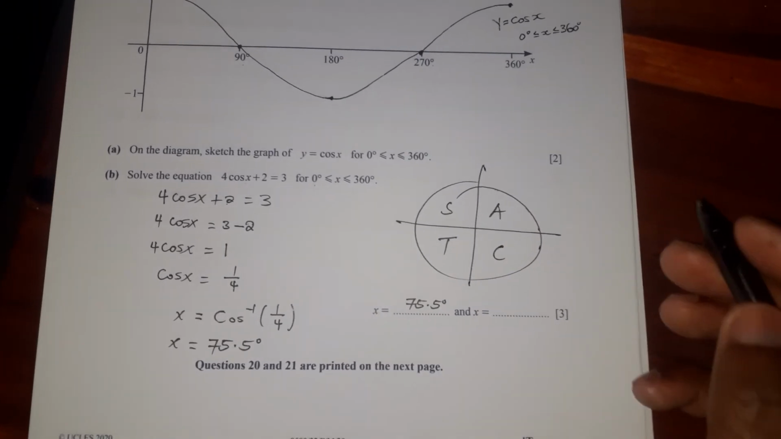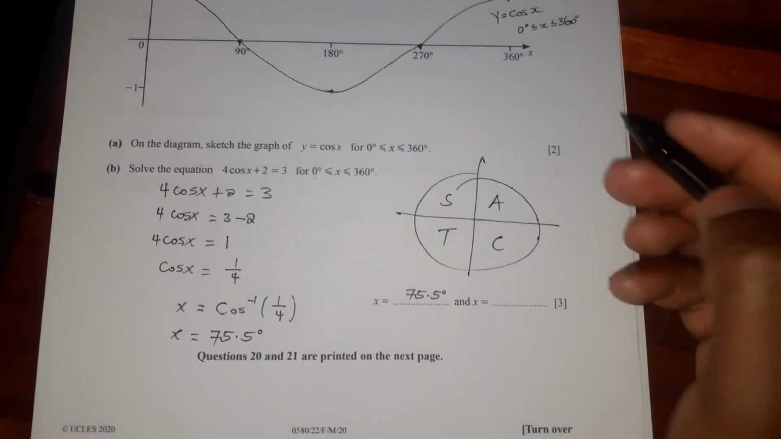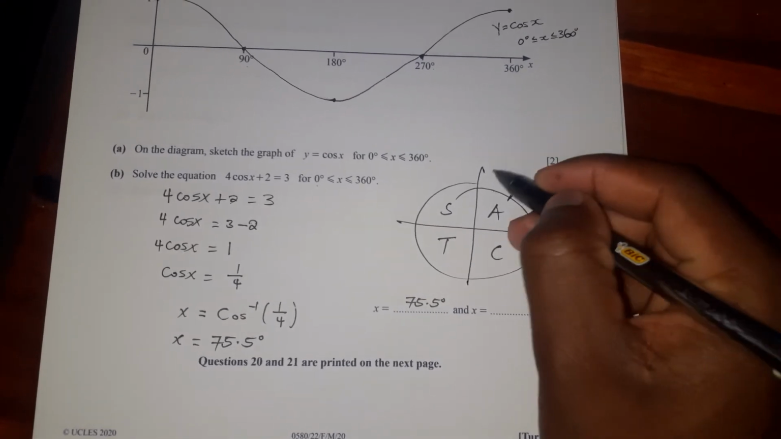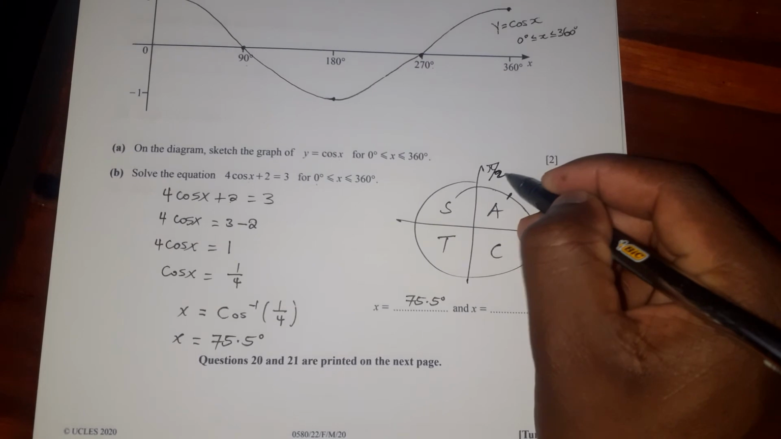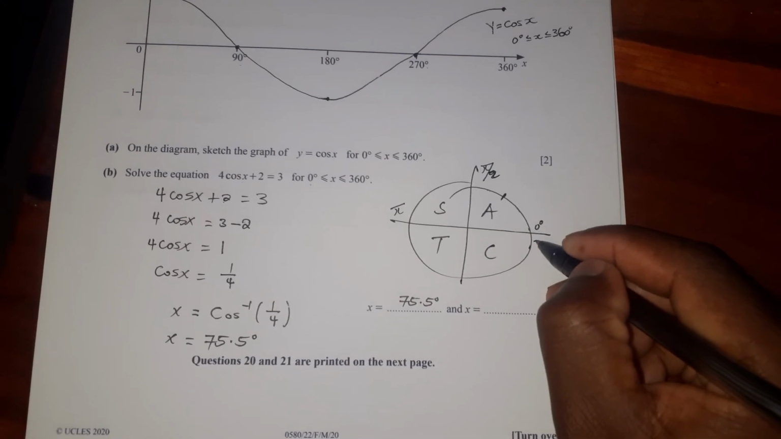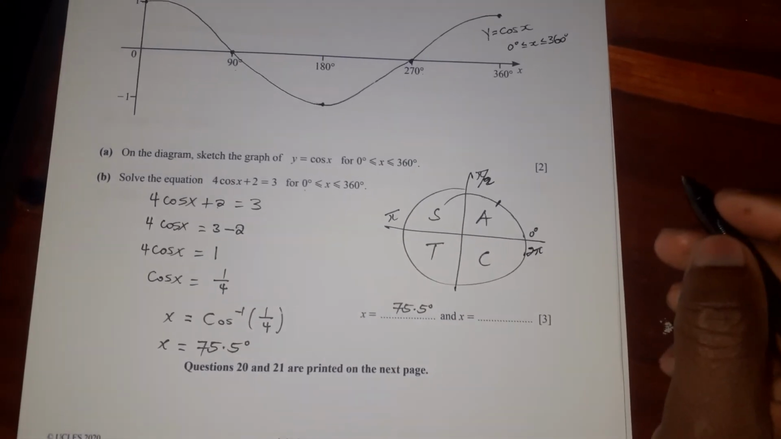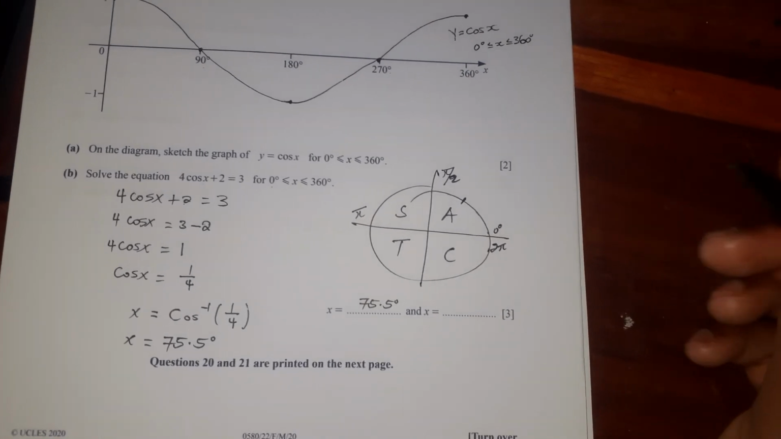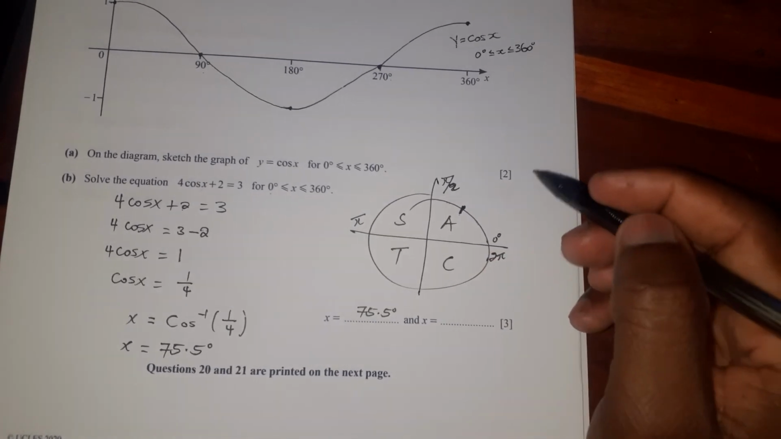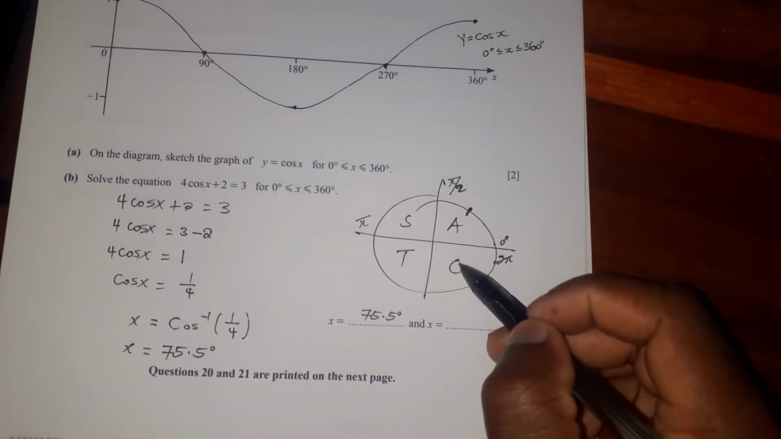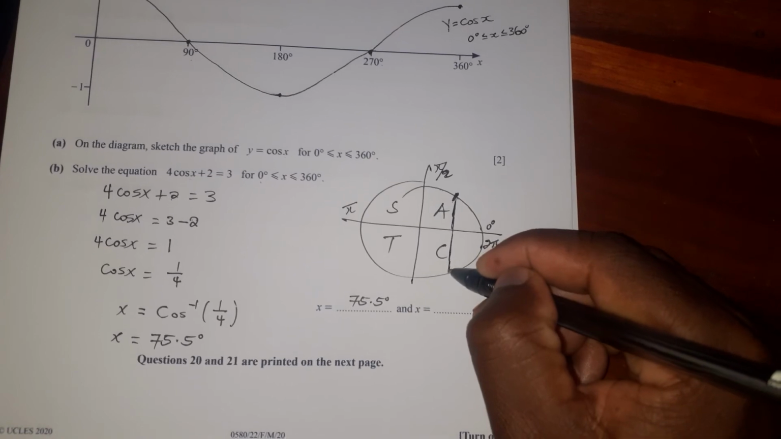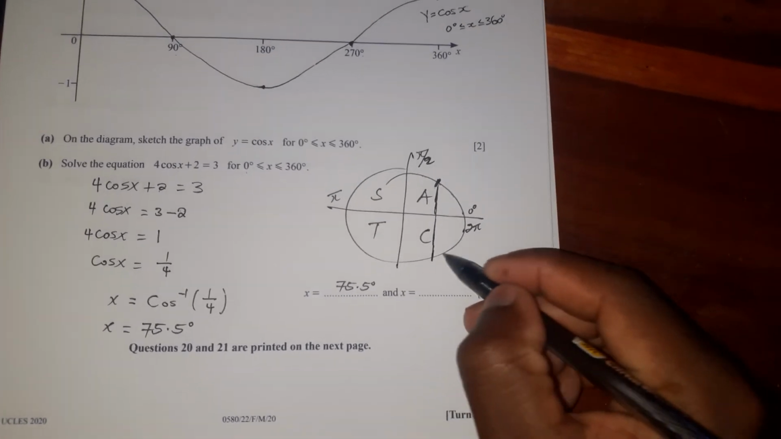Now, for us to get the other answer, remember that 75 is somewhere here. Here we have 0 degree. Here we have 90 degree. And then here we have 180. And then here we have 270. And then somewhere here we have 360. 2 pi is 360. Now, since 75 is somewhere here, and we know cosine is positive in the fourth quadrant, that means we have to project something like that. We need to get another answer somewhere there at this point.